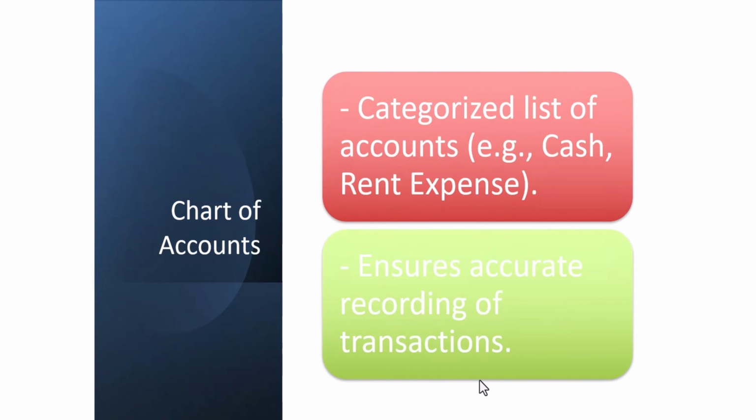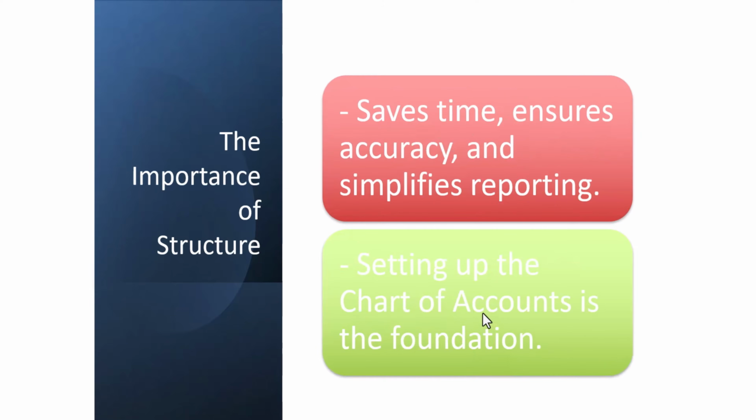The chart of accounts: think of this as your accounting dictionary. Every account, like cash, rent expense, or revenue, is categorized to ensure transactions are recorded correctly. Now, what's the importance of this structure? A well-organized accounting system saves time, it ensures accuracy, and simplifies financial reporting. That's why setting up your chart of accounts is the first step in this journey.